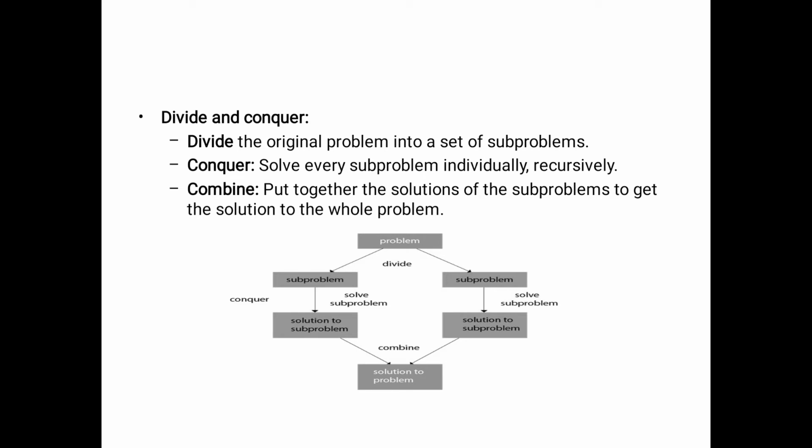The second step is conquer. Conquer means we solve each sub problem and get the solution of every sub problem individually. Next we combine them. The third step is to combine all the sub solutions, to get the solution of the whole problem. This is divide and conquer. Divide and conquer has three parts: divide, conquer, combine.